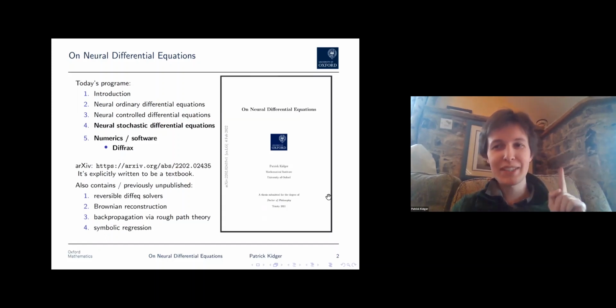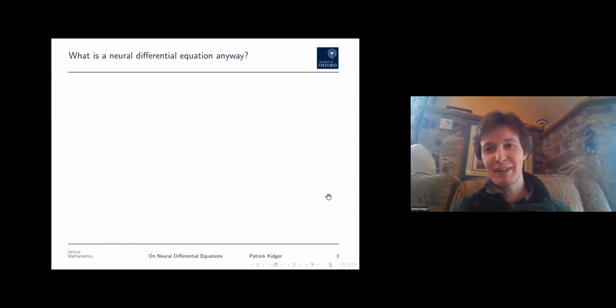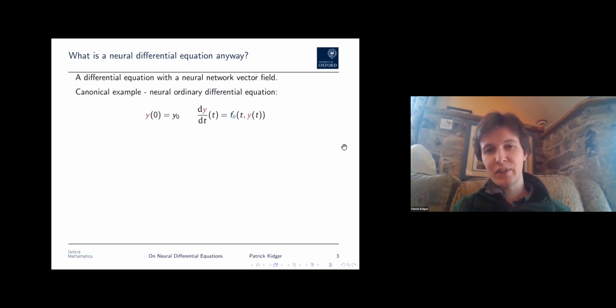So I have one slide's worth of neural ODEs, just to lay the scene. What is a neural differential equation? It's a differential equation with a neural network vector field. So the canonical example, of course, is the neural ODE. You can see I've just written down a generic looking ODE, and every time you see a subscript theta throughout any of these slides, just think that's a neural network.